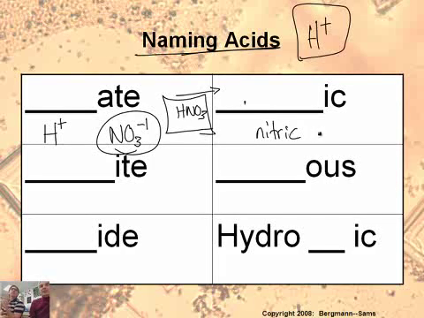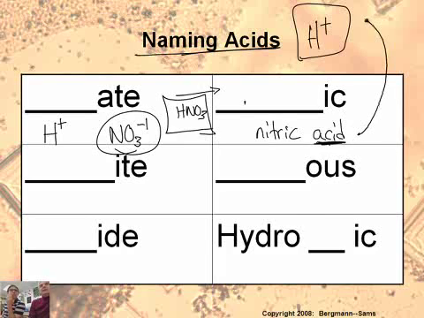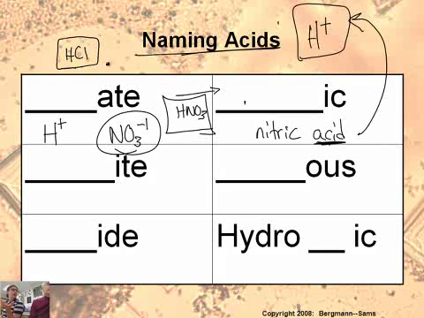Nitric acid. You have to add the word acid. Maybe you want to think about the word acid as being the H positive part. One other thing we should mention is that for an acid to be an acid, it actually has to be dissolved in water. So if you have HCl, which is hydrochloric acid, and it's just floating around as a gas, we call it hydrogen chloride gas. But as soon as you dissolve it in water, it becomes hydrochloric acid. So technically, it has to be aq. It has to be aqueous.